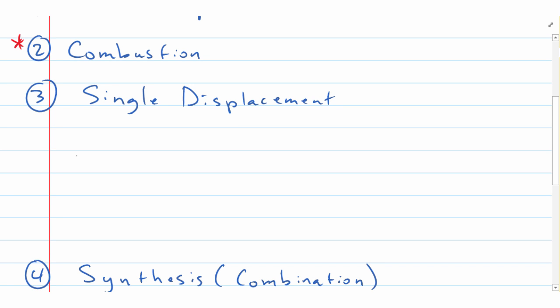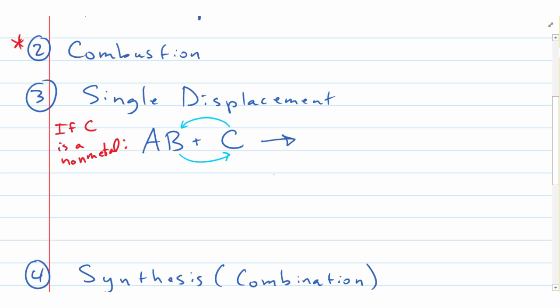So as far as the reaction type goes, let's say we have a reaction that looks like this: AB plus C. And this one is going to be if C is a nonmetal. And if C is a nonmetal, what happens is that the nonmetals trade places. And when they trade places, we wind up with products of AC plus B.